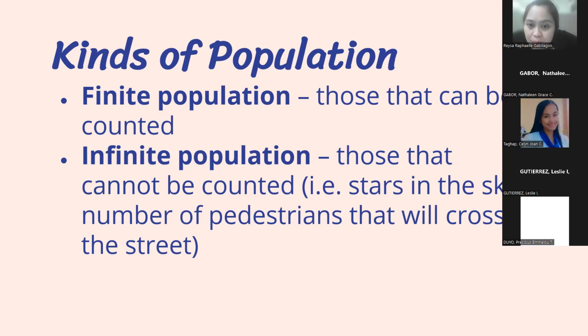And then the infinite population class are those that cannot be counted. So just like example, the stars in the sky, we cannot count that. And the number of people or pedestrians that will cross the street, it will be impossible for us to count that also. So again, infinite population siya. But nevertheless, most of the time, we will be dealing with finite population, okay? So meron talaga tayong specific number for that kasi we can count them.